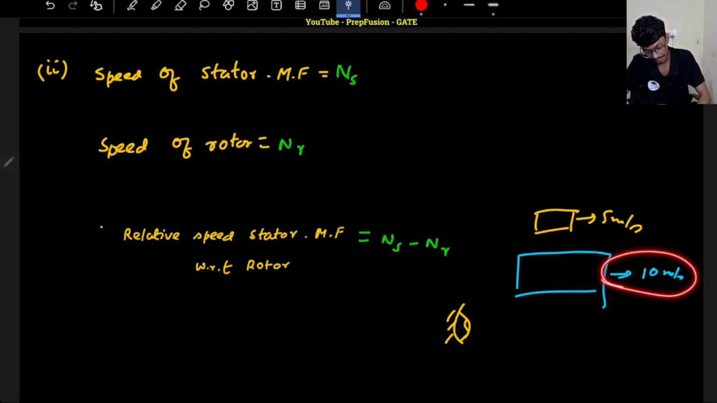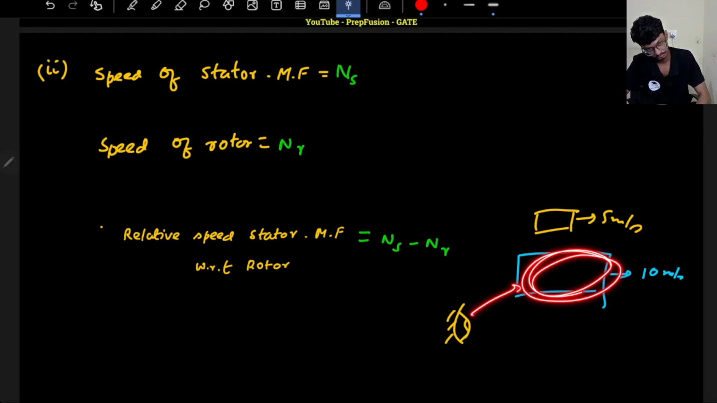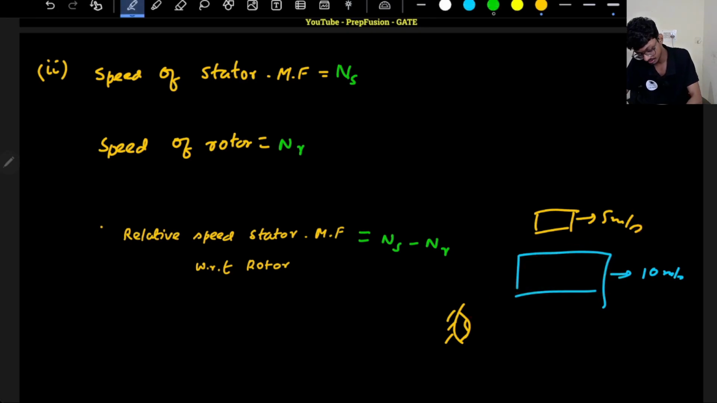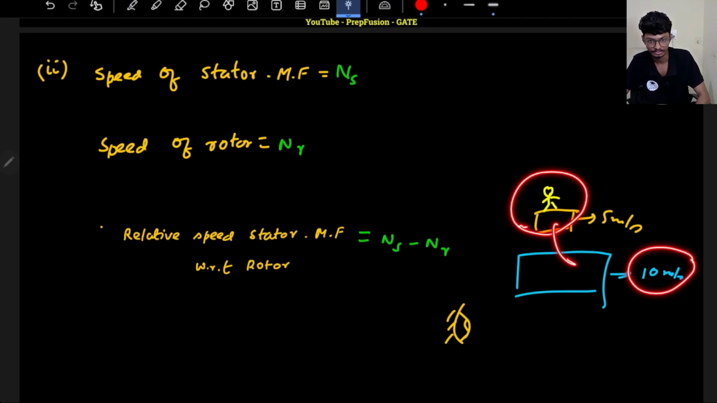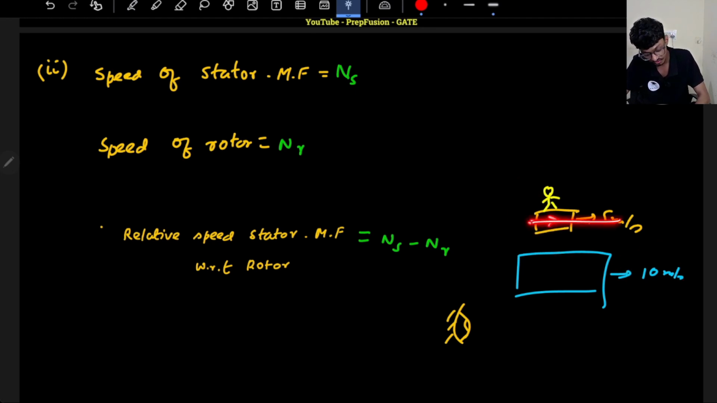But if I am on this yellow box, then what will be the speed of the blue box? Then what will this person observe? This person will observe that it is not actually moving with 10 meter per second. Because this box itself is moving ahead by 5 meter per second, this person will observe the difference. That is, he will observe that the box is moving by 5 meter per second. So it will be 10 minus 5, that is 5 meter per second.